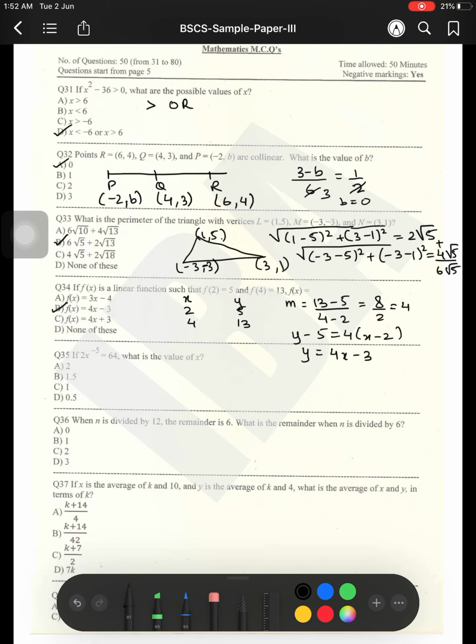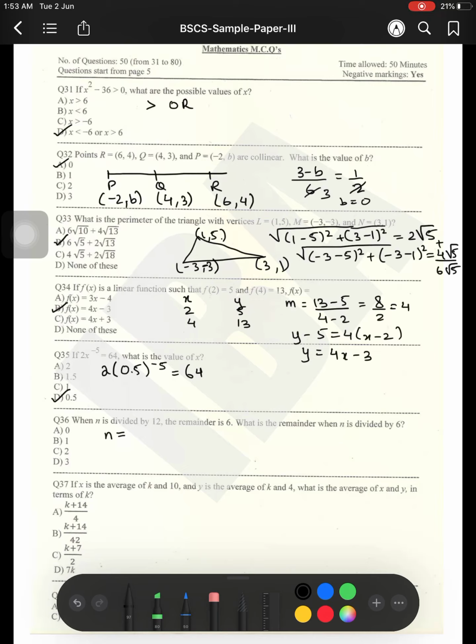In this next question, we're just going to do the guessing game, where we plug in one of the options and see if we get it equal to 64. So I'm going to pick option D first. So 2 multiplied by 0.5 to the power minus 5 is equal to 64. So D is the answer.